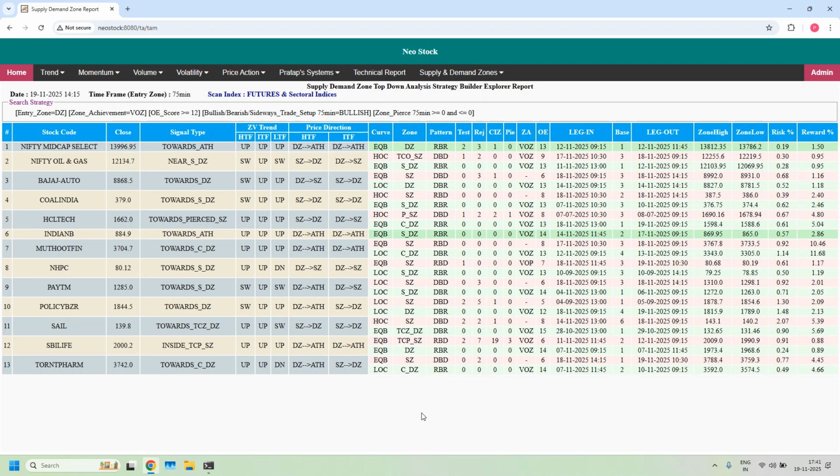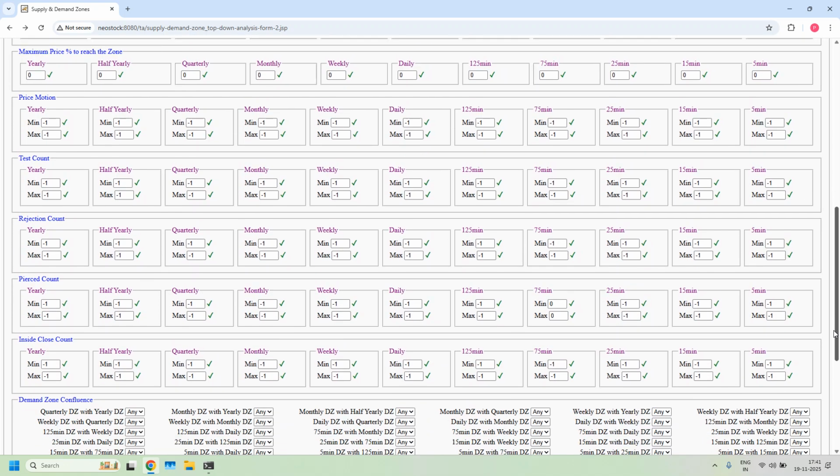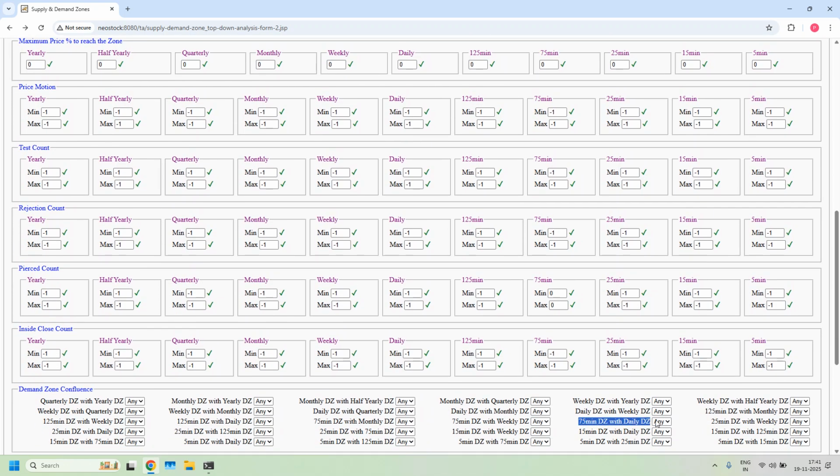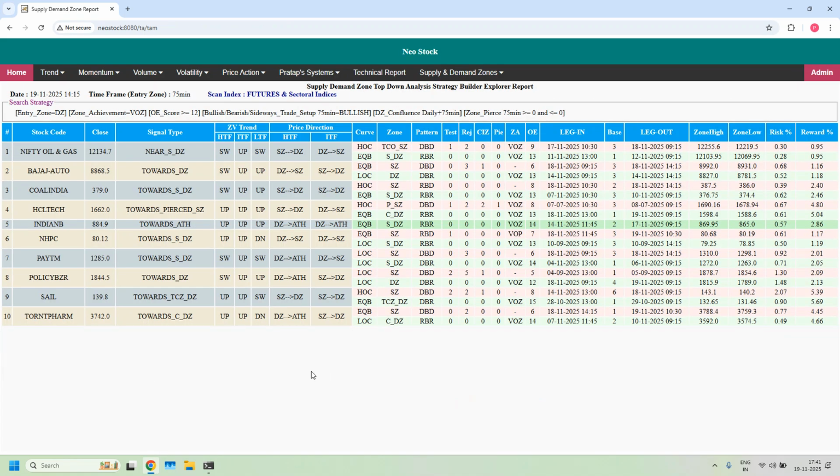Based on the 2 strategies we learned in lesson 27, first strategy, first step, LTF and ITF demand zone confluence. That is 75 minutes and daily demand zone confluence. By applying the filter, out of 13, we got 10 stocks. In all the 10 stocks, all these 75 minutes demand zones overlapped with the daily demand zones. And daily trend, ITF trend is uptrend in all the stocks.